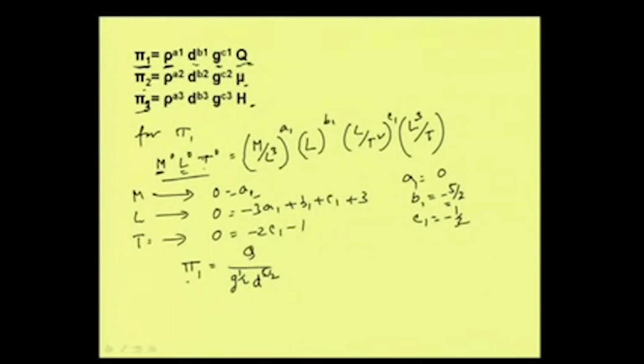Similarly, going by pi 2 and pi 3, we can have an expression for pi 2 and pi 3 also. Let us just write what pi 2 and pi 3 are. We are not doing it in detail, but pi 2 we will be getting in the form containing mu. So it is (mu by rho g to the power half) d to the power 3 by 2. Now this remains as an exercise.